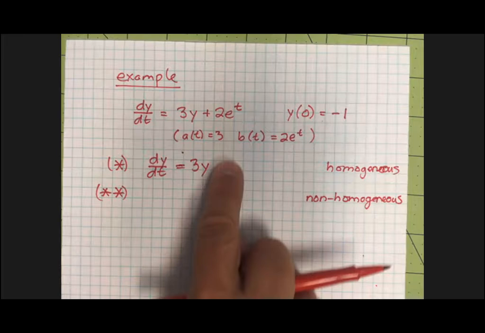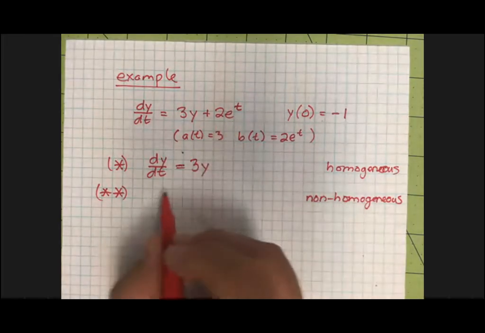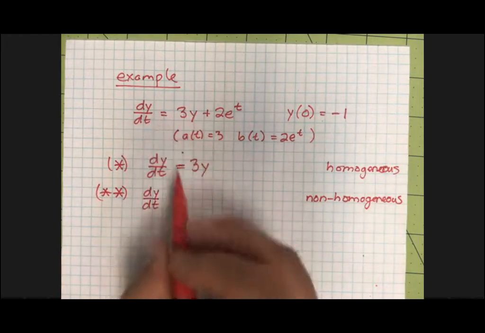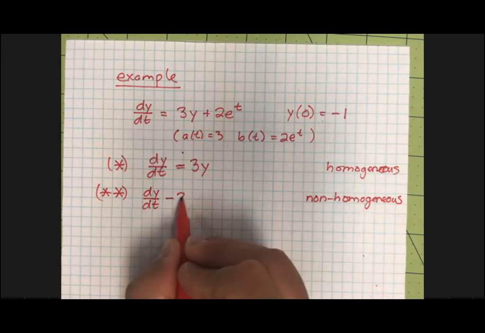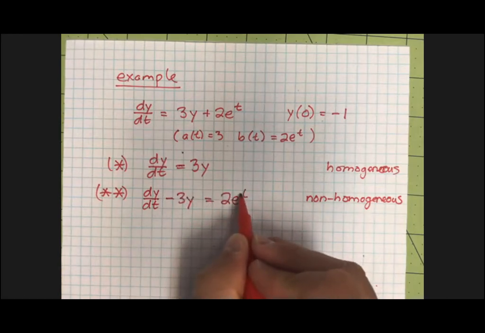The question is, what happens if I add this 2e to the t? Now let me add it in a certain way. Since I want to examine it all by itself, I'm going to bring the 3y in this writing to the left-hand side so I can isolate the 2e to the t and look at it.